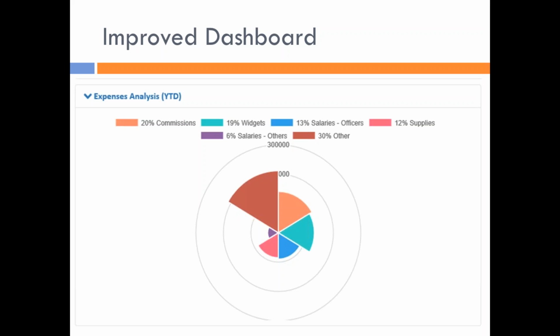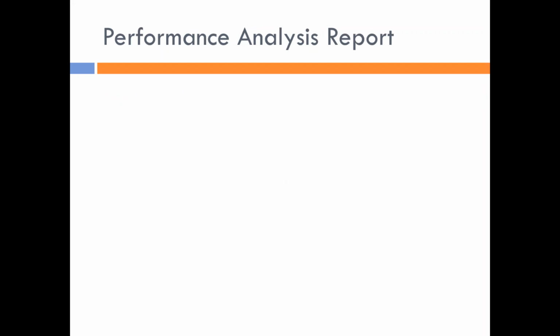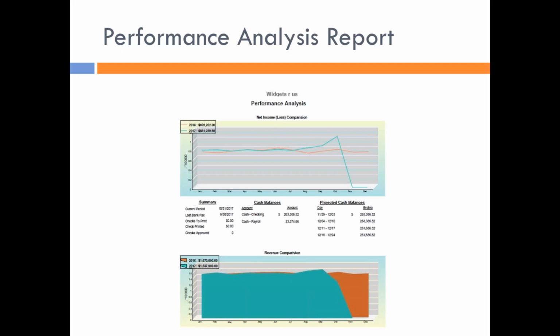Now, I really can't show the dashboard without also showing the performance analysis report. The performance analysis report, we enhanced it a little bit to match with the previous graphs, but we also made it very easy to save this. So you can choose to set up a monthly close report or a yearly close report, and you can choose to add this report in there so that when you close a month, maybe you're going to give your clients an income statement, a balance sheet, and a performance analysis report.